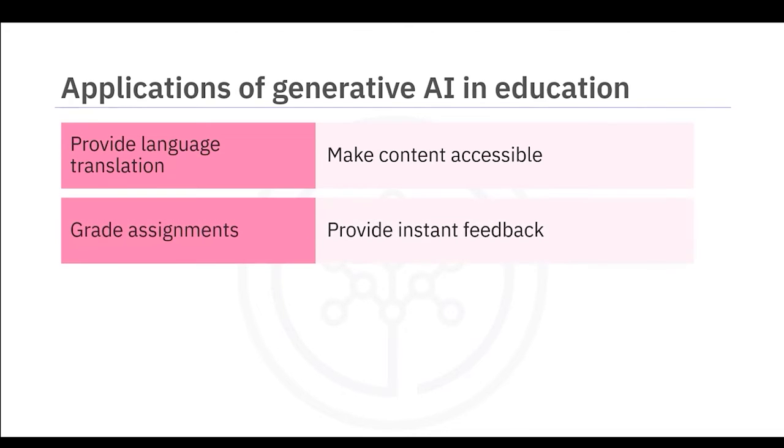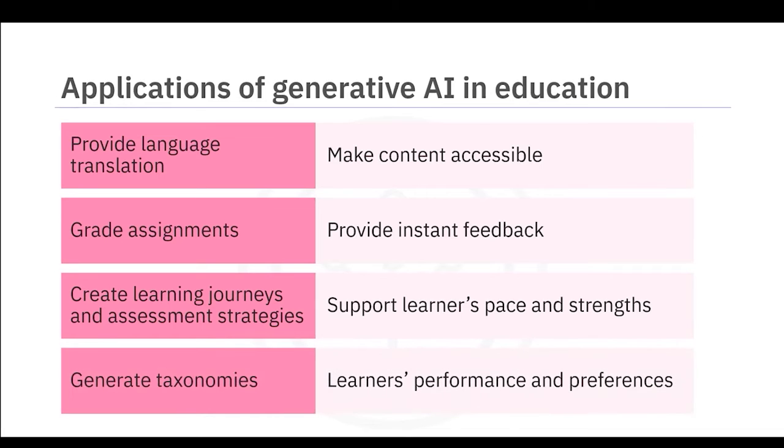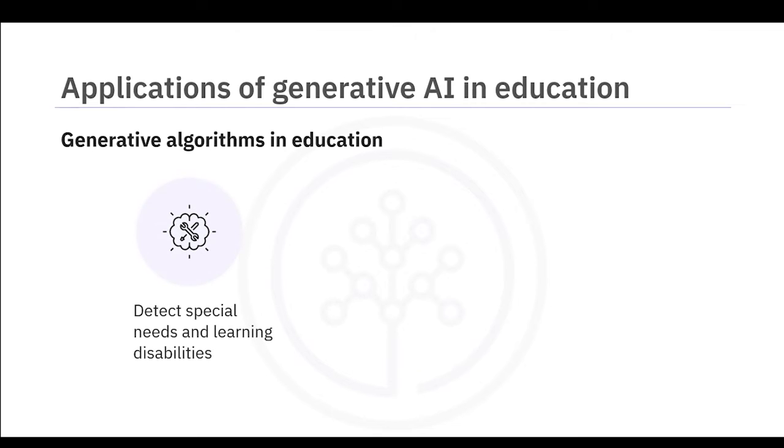They can grade assignments to provide instant feedback and create learning journeys and assessment strategies that support the pace and strengths of individual learners. Taxonomies can be generated based on learner performance and preferences. Generative algorithms can detect special needs and learning disabilities to help learners and educators create specific lesson plans.